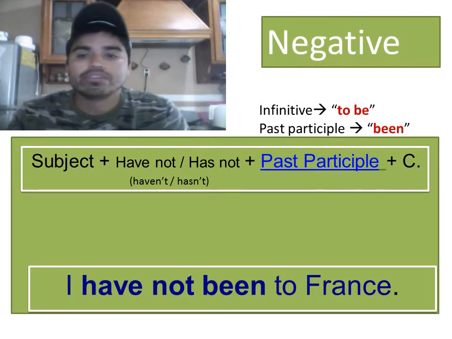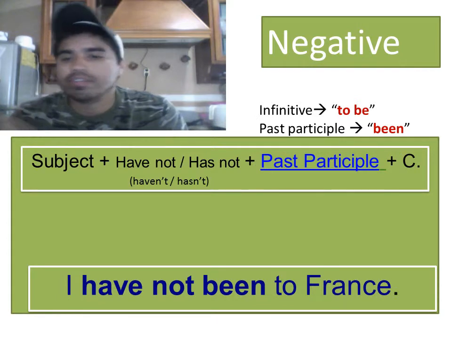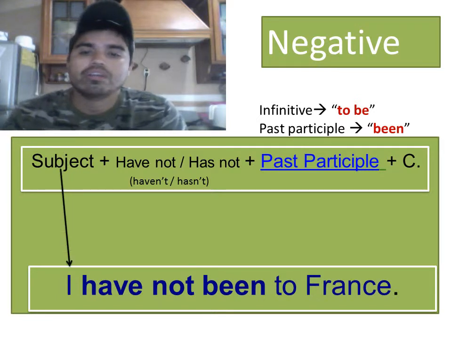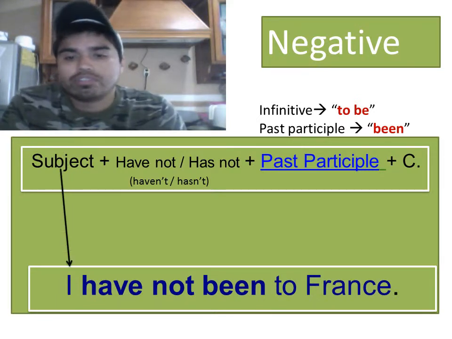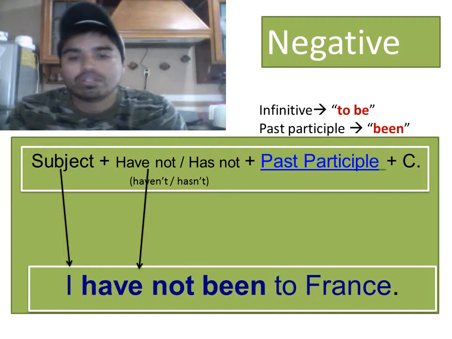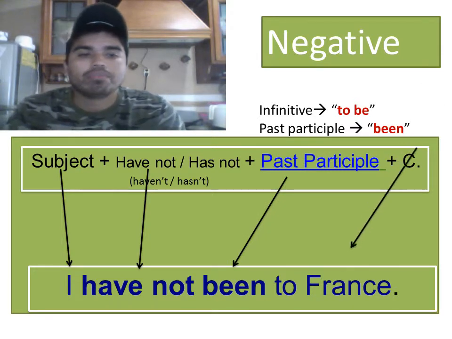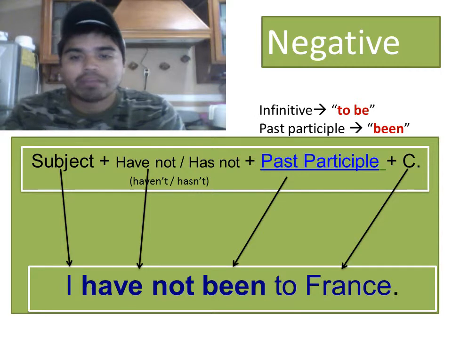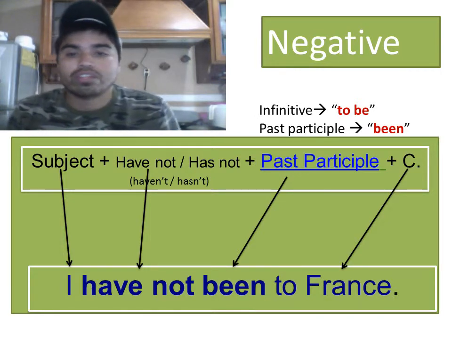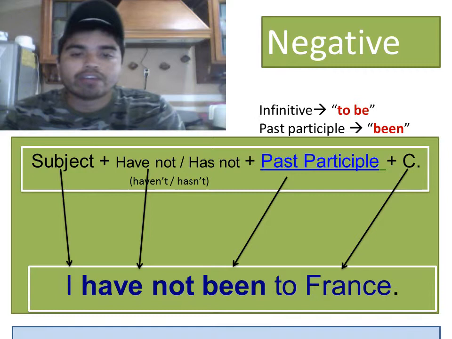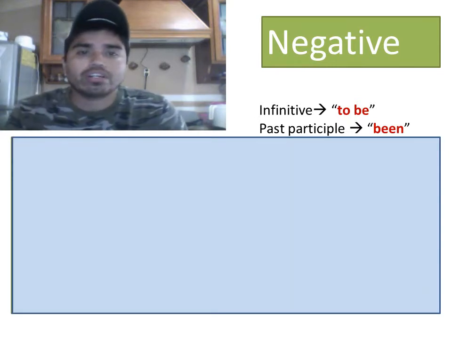Never. So the subject that you can see is still the same, the first person singular, which is I myself. We still use the auxiliary have and the word not, plus the past participle, which is still been, and the complement, which still is to France. But remember, instead of have not, we can change that for haven't.